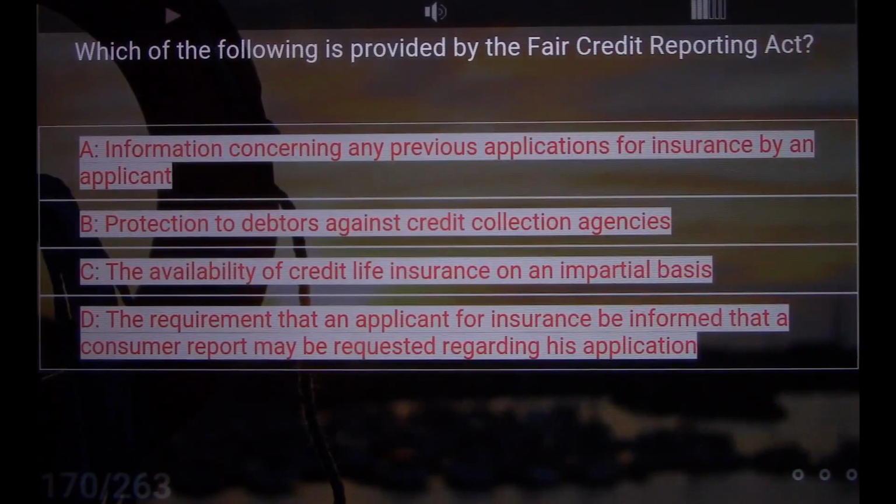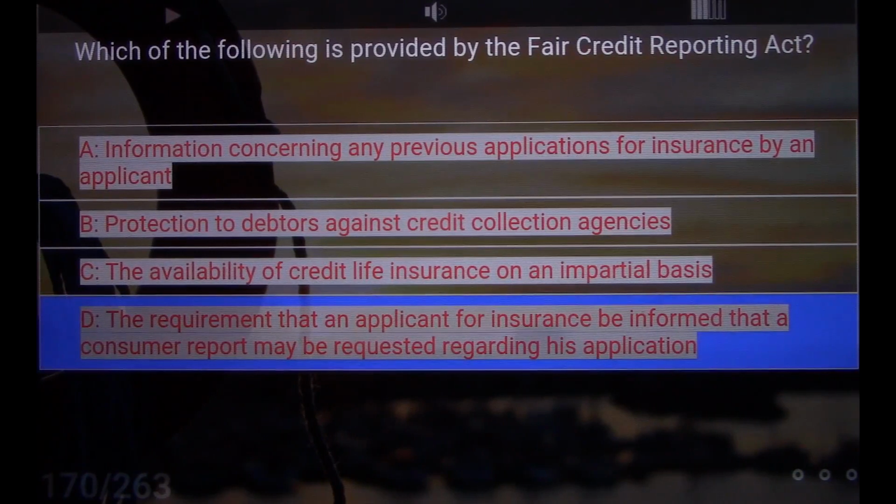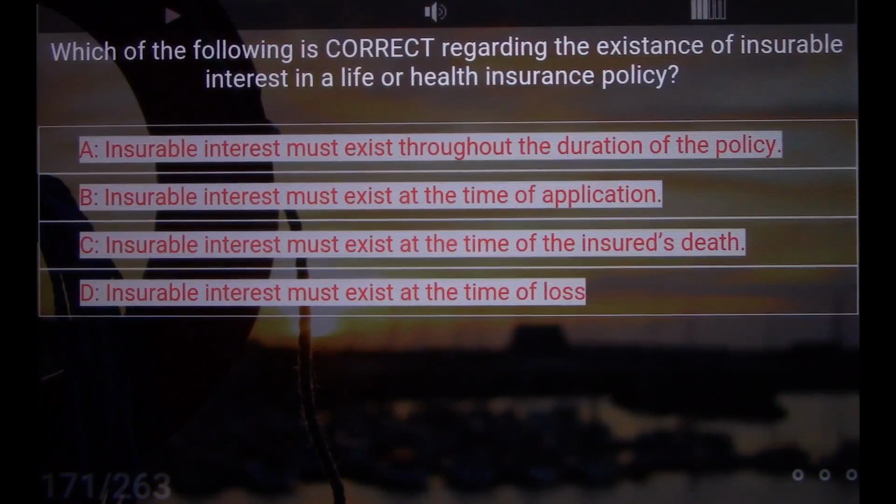Which of the following is provided by the Fair Credit Reporting Act? D. The requirement that an applicant for insurance be informed that a consumer report may be requested regarding his application. Which of the following is correct regarding the existence of insurable interest in a life or health insurance policy? B. Insurable interest must exist at the time of application.